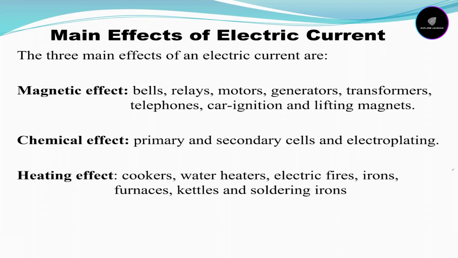Now, chemical effect is applied in cells, primary and secondary cells, and electroplating. Now, heating effect of electric current is used for cookers. It also applies to water heaters, electric fires, and soldering irons.